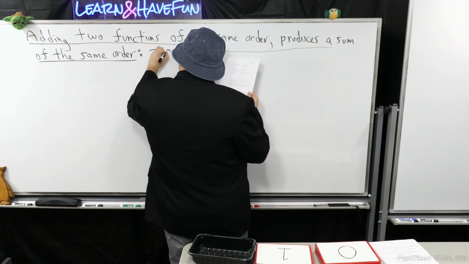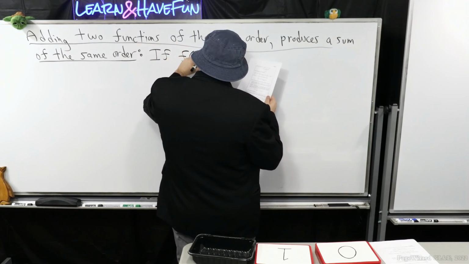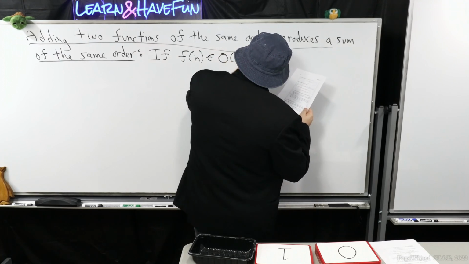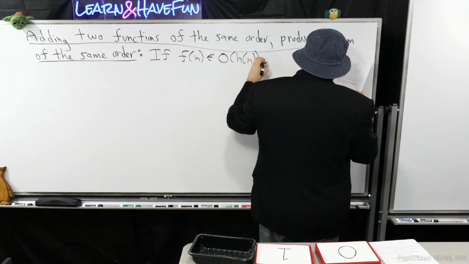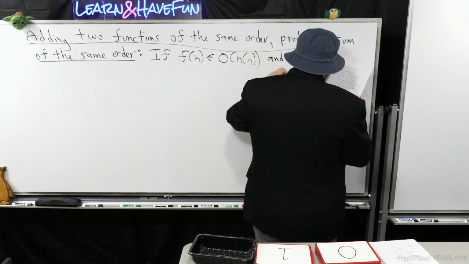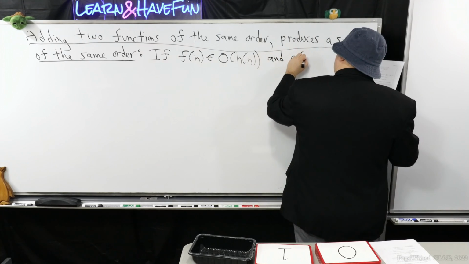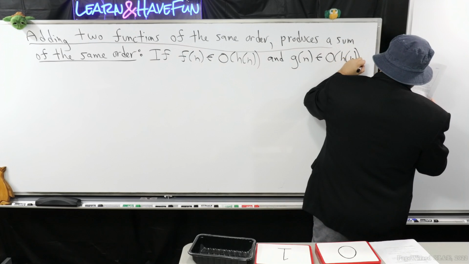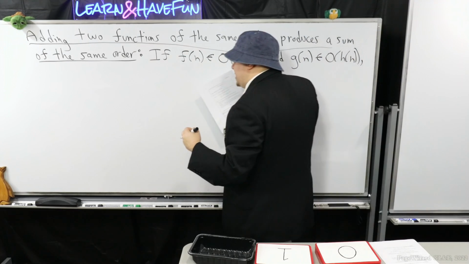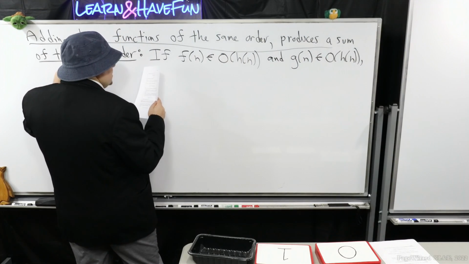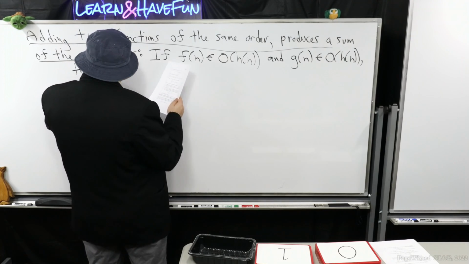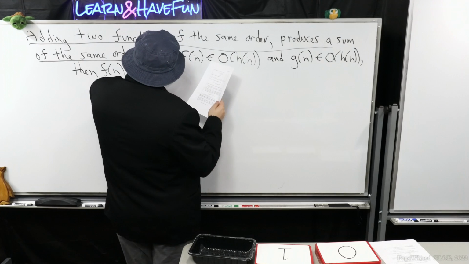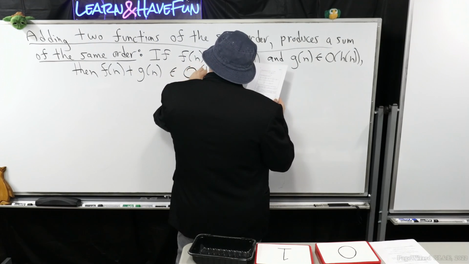So if f is big O of h, so remember, we're having another one of these conditional statements. It means that we're going to have this and the following also satisfied, and g is big O of h, then if both of those are true, it has to be that f plus g is big O of h.